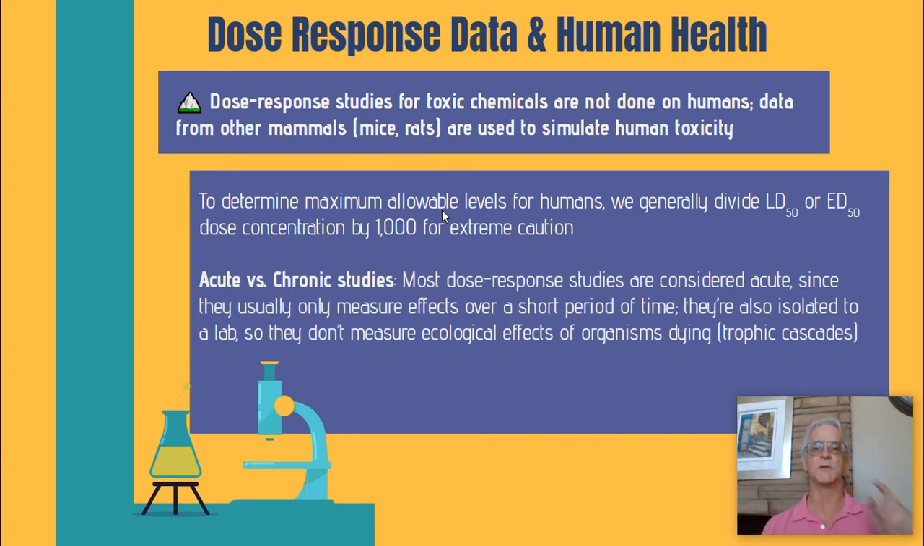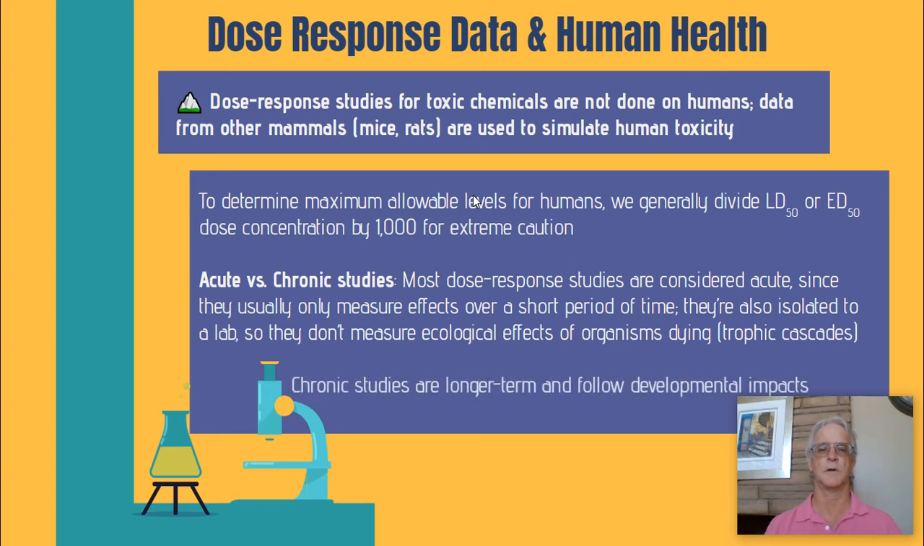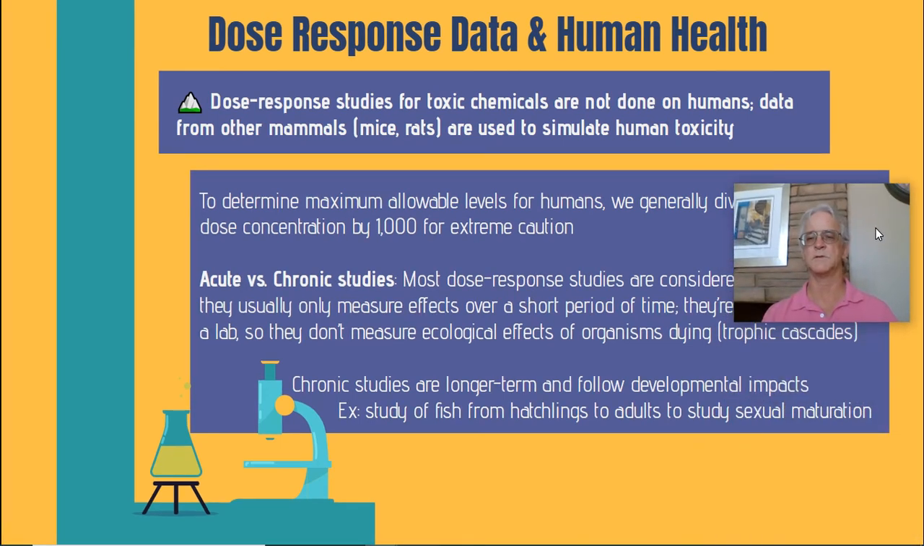Acute versus chronic studies. Most dose response studies are considered acute, since they only measure effects over a short period of time. They're also isolated to a lab, so they don't measure ecological effects of organisms dying. Chronic studies are longer term and often follow developmental impacts. For example, my mom had polio. Now, she survived polio, but 50 years later, she had problems with muscles that had not been damaged by the polio. Another example is a study of fish from hatchlings to adults to study the sexual maturation effects of a drug.